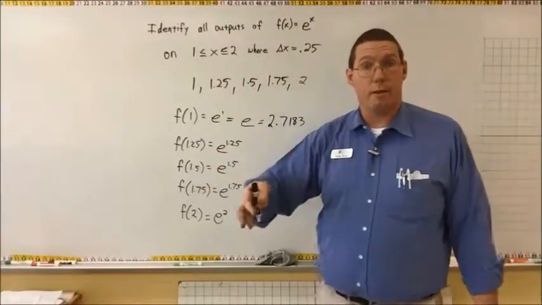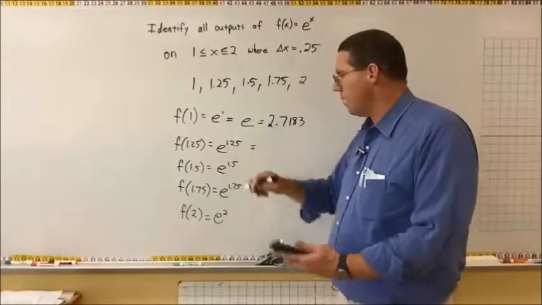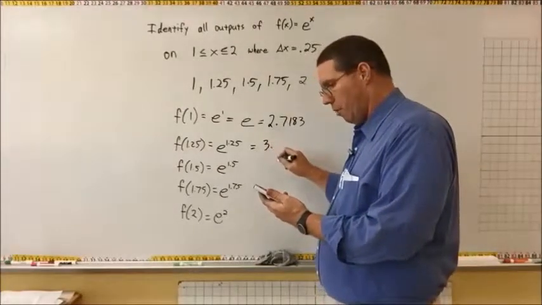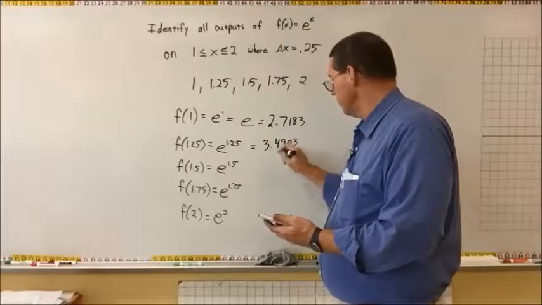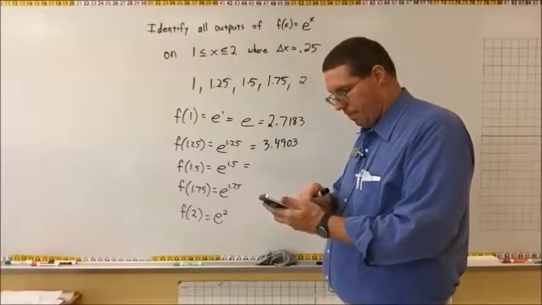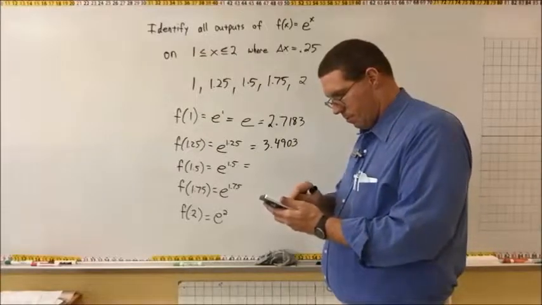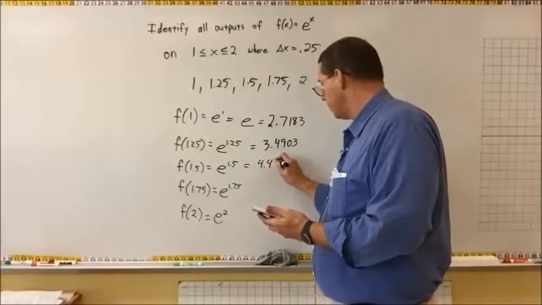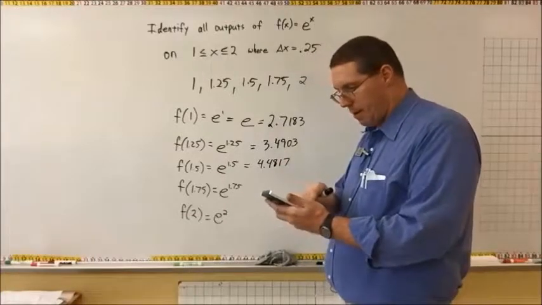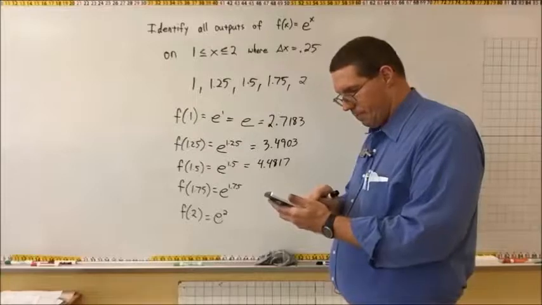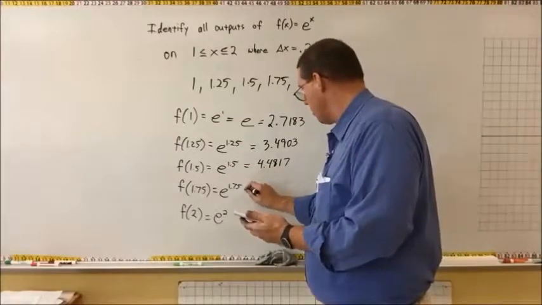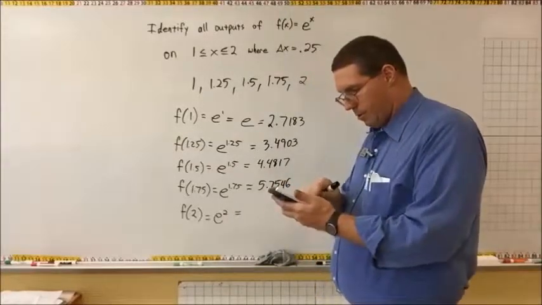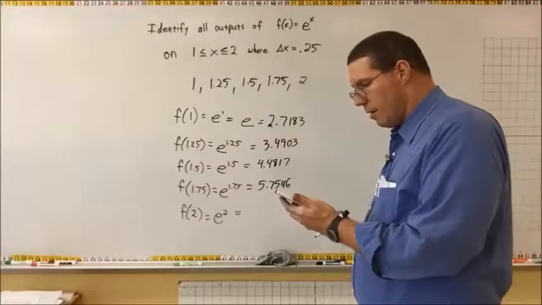I'm going to go to four decimal places, because this is an irrational number. This will go on to eternity, okay? So I'm going to stop at four decimal places. So I'm going to do e to the 1.25 power. That gives me 3.4903. E to the 1.5 power, and I get 4.4817. E to the 1.75 power gives me 5.7546. And lastly, e squared gives me 7.3891.